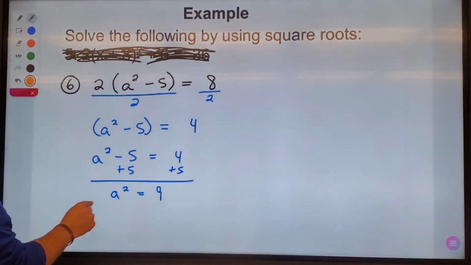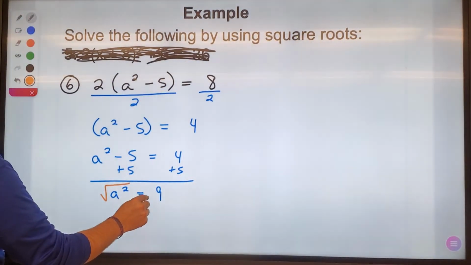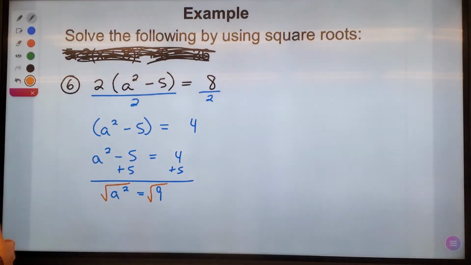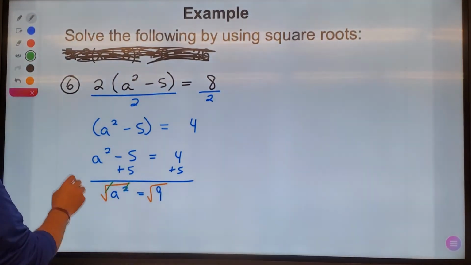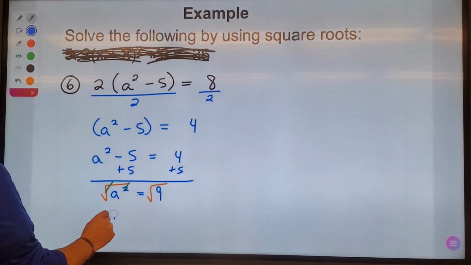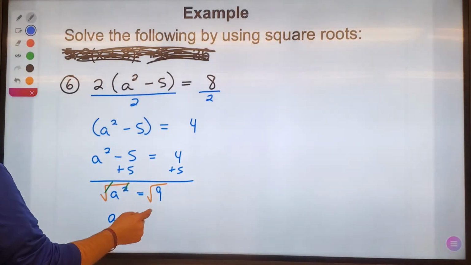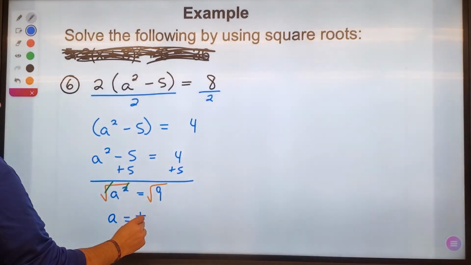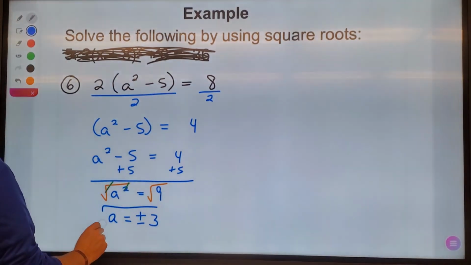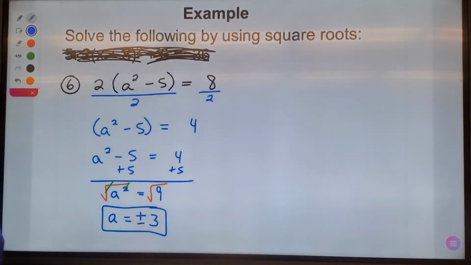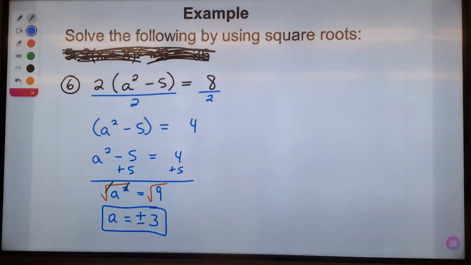And again, now I'm at that point where I can take the square root of both sides because I have now the x squared or the a squared or whatever squared term here alone. Squared and square roots cancel. I have a equals, again, plus or minus the square root of 9, which is a nice number. It is 3. So that is now my answer. Again, I can go back and I can plug that in to just check and verify that those are correct.